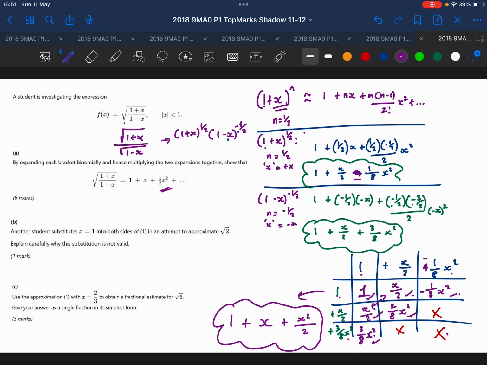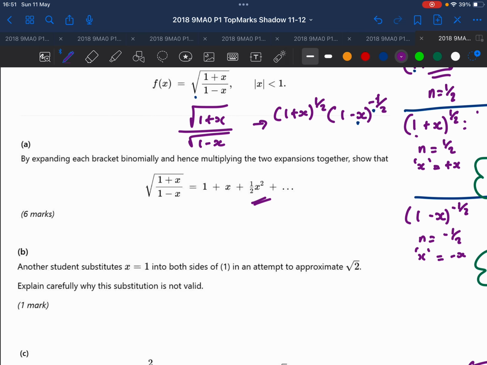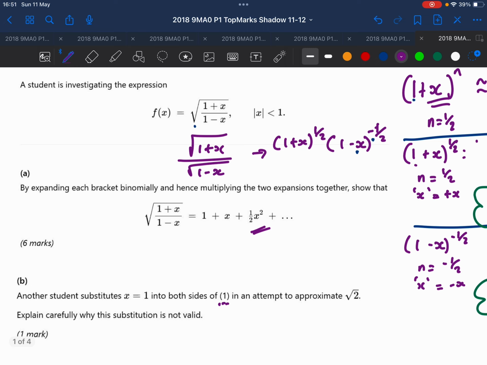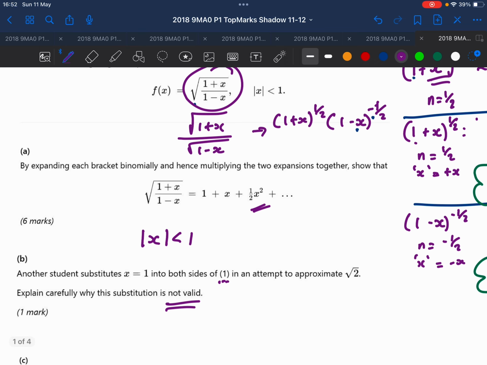Now some smaller sort of questions to answer. So let's have a look at B. A student subs x equals 1 into both sides. What they meant is the original function and the expansion in order to approximate root 2. So why would this be not valid? Well, one thing that you might want to think about is when we see valid, we normally have this condition, don't we? Okay, that the value of what is in the x part needs to be, the magnitude needs to be less than or equal to 1.